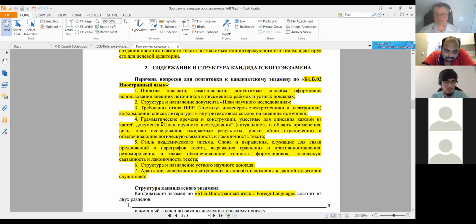Number five is probably the most difficult one, academic style. So you will have to provide readable, easily readable, coherent and logical text. And number six is the presentation, a research presentation. And number seven, you should be able to adapt your presentation to the listeners. Now, as you can see, what we're going to do during this course is to get you ready for that exam.